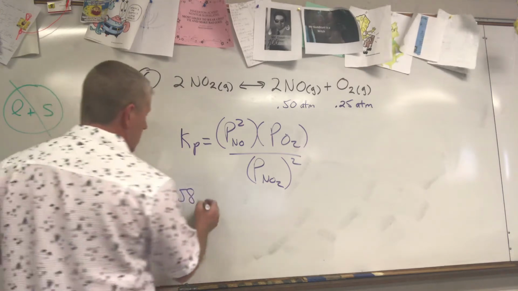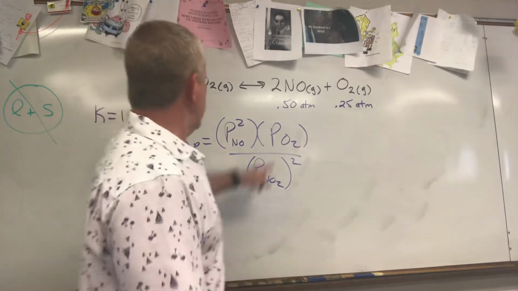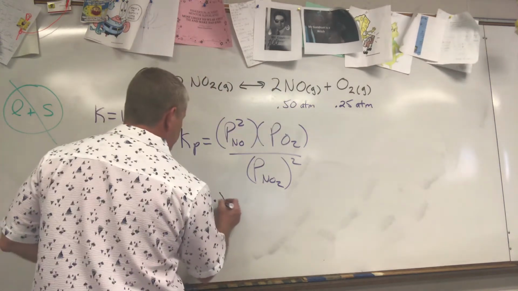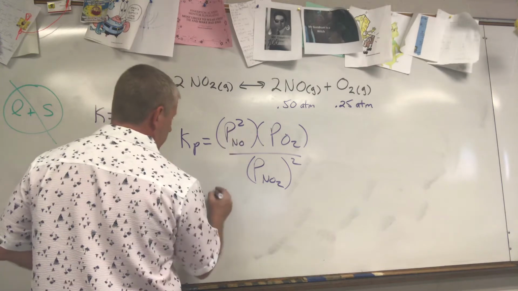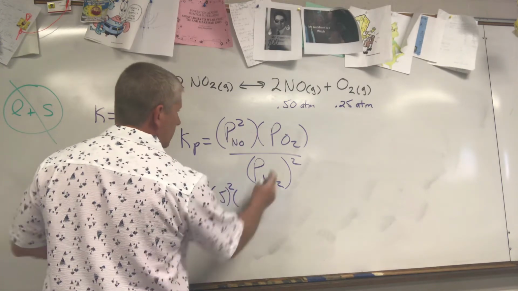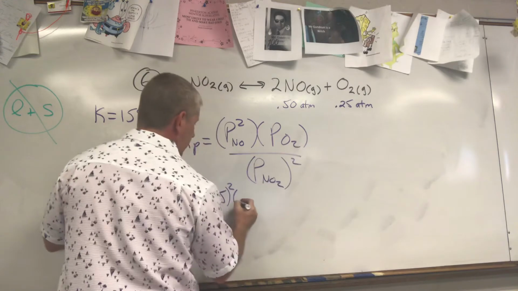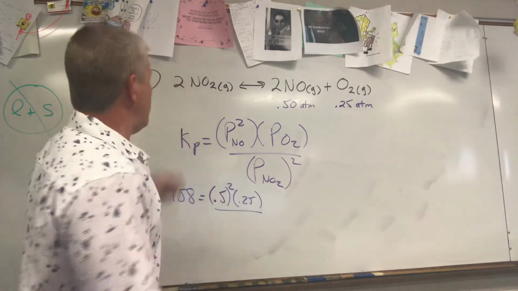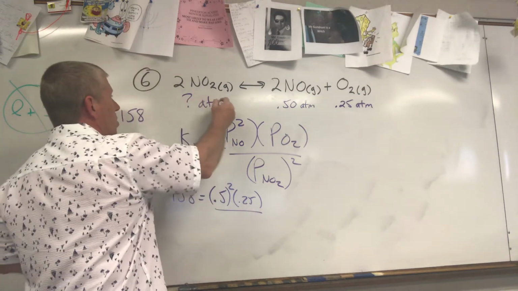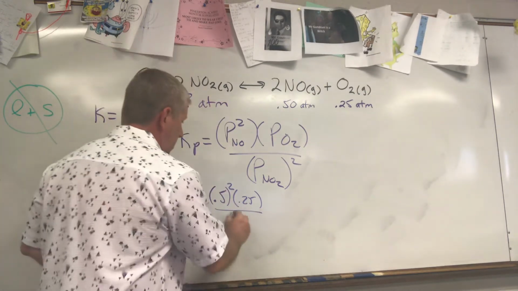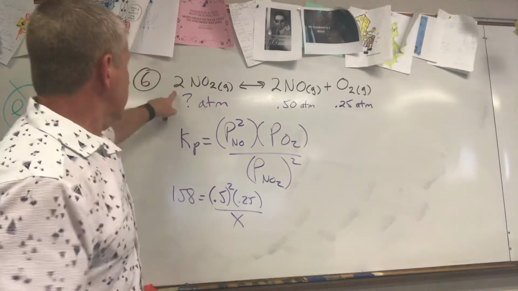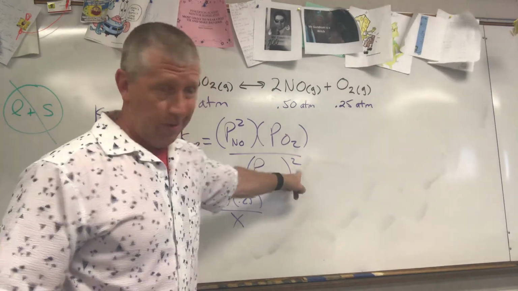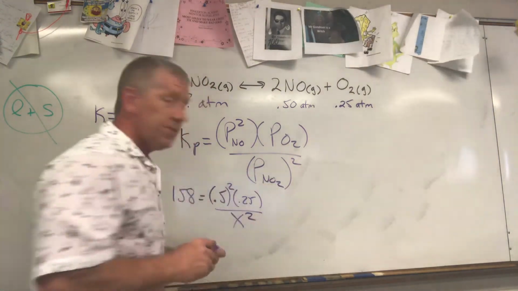It's Kp. Also, we have the nitrogen monoxide pressure is 0.5. So that's 0.5 squared multiplied by the pressure of the oxygen, 0.25, divided by pressure of the unknown. We don't know the pressure here. That's what we're trying to figure out. So that is my unknown. Call that X. Oh, gotta be careful. Almost missed that. Squared. All right, solve for X.